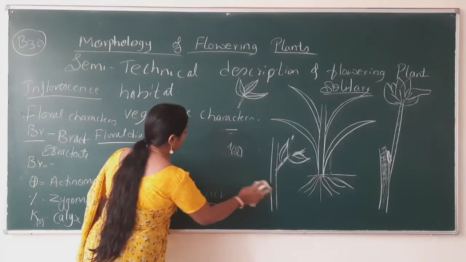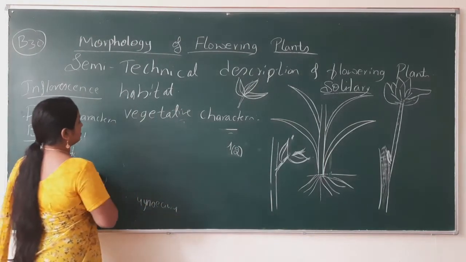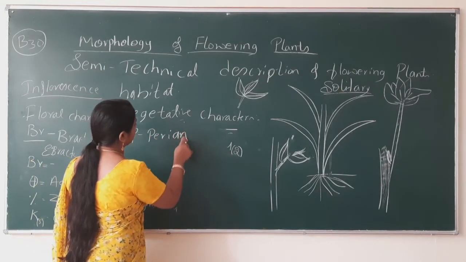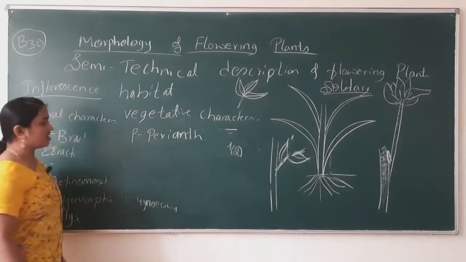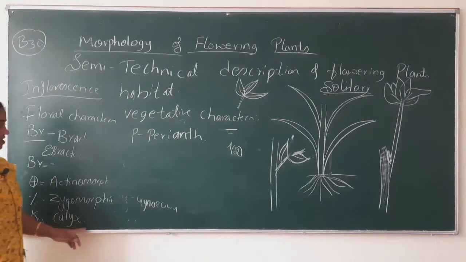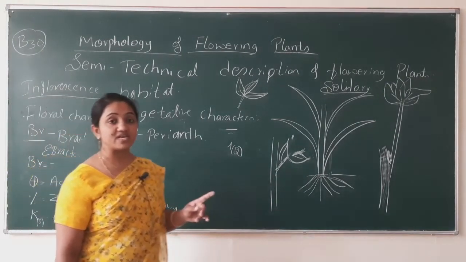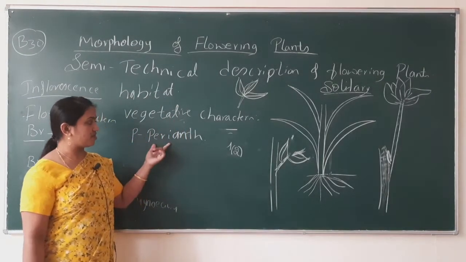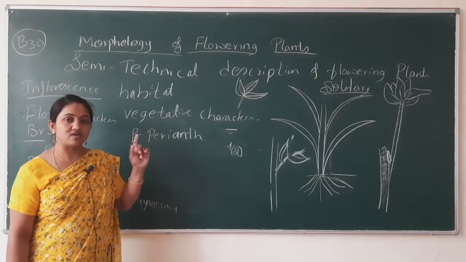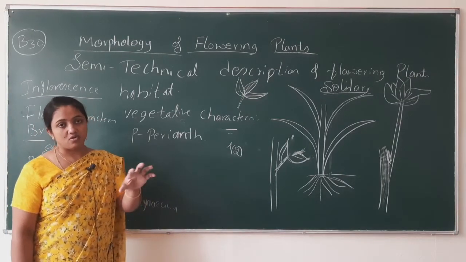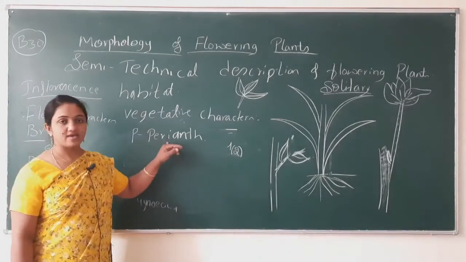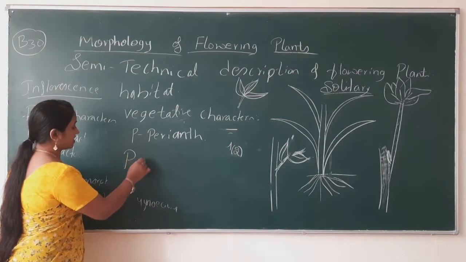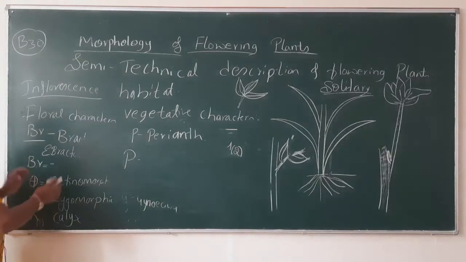In your book, they have given P. P means perianth. Perianth means in some flowers, the calyx and corolla both fused with one another. That type of flower arrangement is known as perianth. We cannot call that calyx or corolla. Altogether, we can call that perianth. Instead of writing the C or K, directly you can write P.